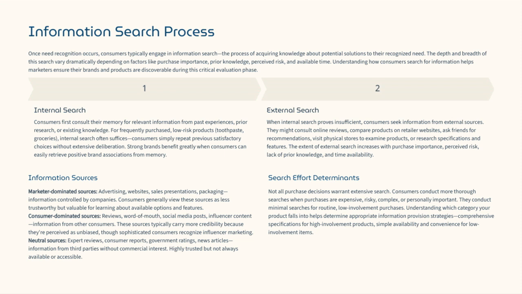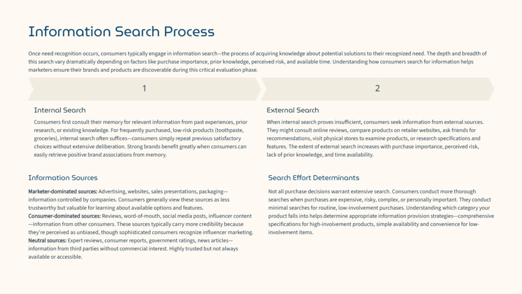When internal search isn't enough, consumers turn to external sources. They might read online reviews, compare products on retailer websites, ask friends for recommendations, visit stores to see the product firsthand, or research specific features and specifications. The more important the purchase or the higher the perceived risk, the more consumers tend to search externally. Limited prior knowledge or time constraints can also increase external search efforts.